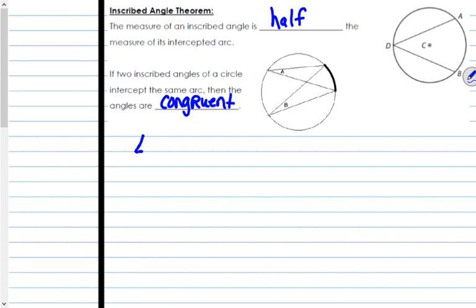That means angle A is congruent to angle B. If you notice, angle A intercepts this arc, and angle B intercepts this arc. Since they intercept the same arc, the 2 angles are congruent to each other.